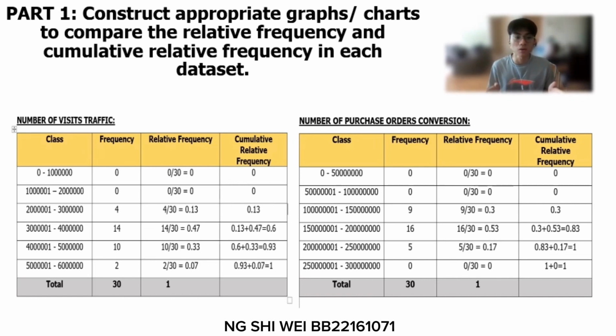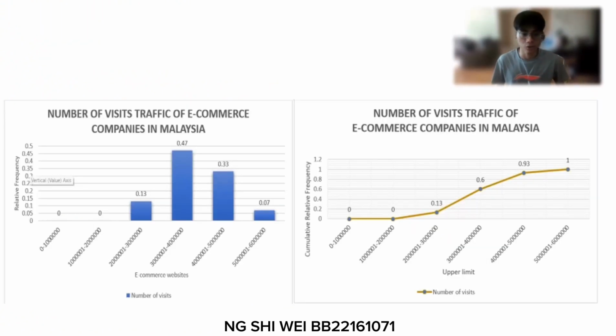So this is the table of the website metrics: number of visit traffic and number of purchase order conversions. The total relative frequency and the cumulative relative frequency for both website metrics is 1. After doing all the calculations, we can start to construct the graph.